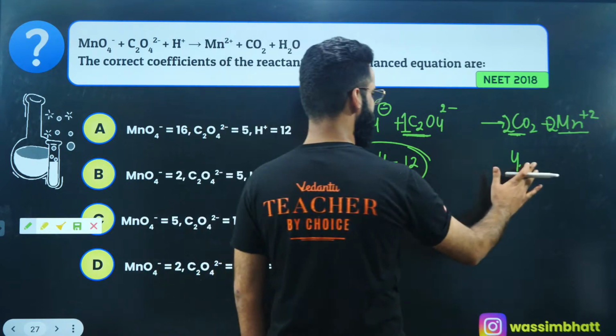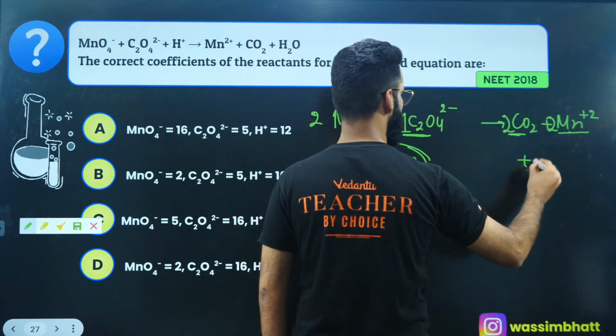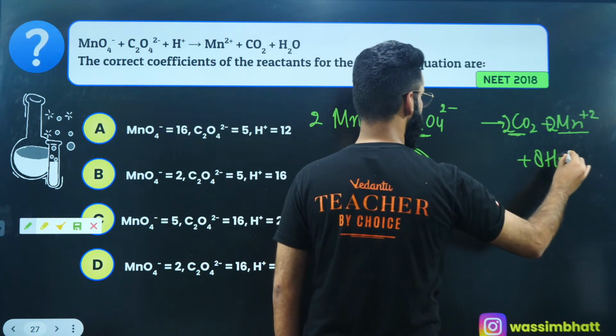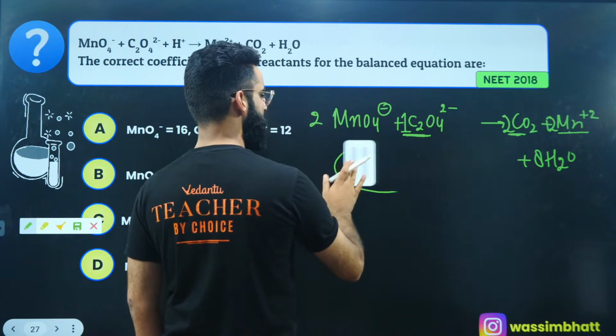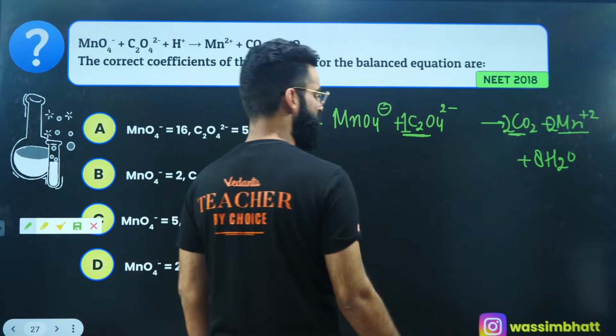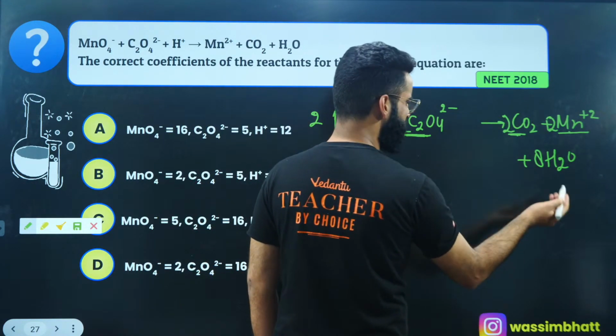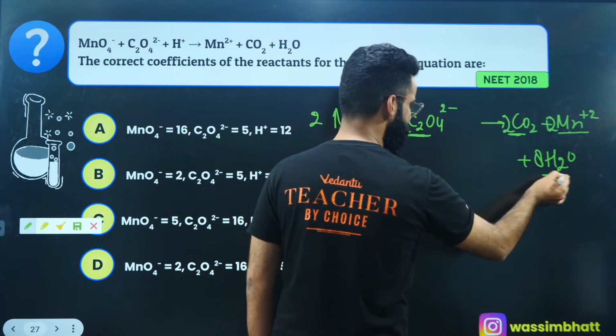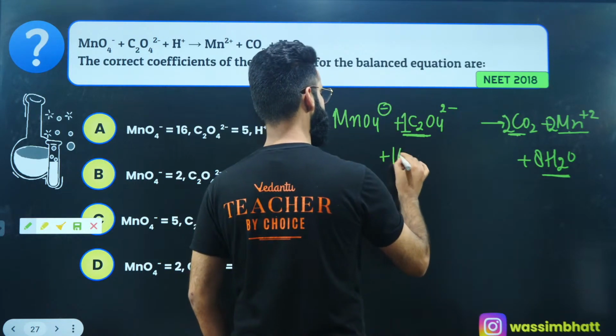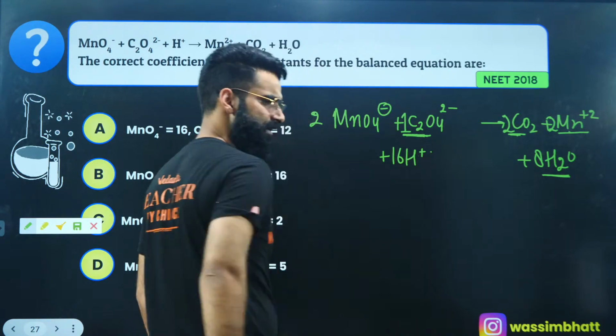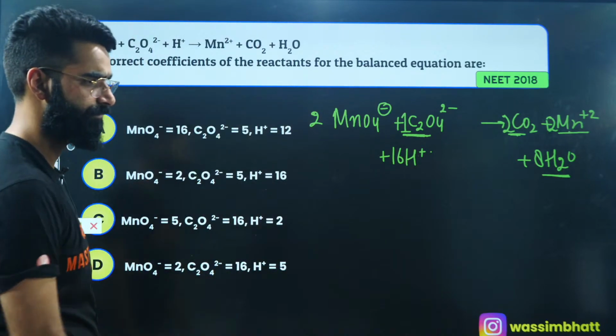So I'll be adding 8 water molecules to balance the oxygen atoms. Now check, the oxygen atoms will be balanced. Now after balancing the oxygens, let's try to balance the hydrogens, and hydrogens are balanced by H positive ions. So 16 hydrogen on this side, so I'll be adding 16 H positives on this side as well, right? The reaction is balanced. Yes?